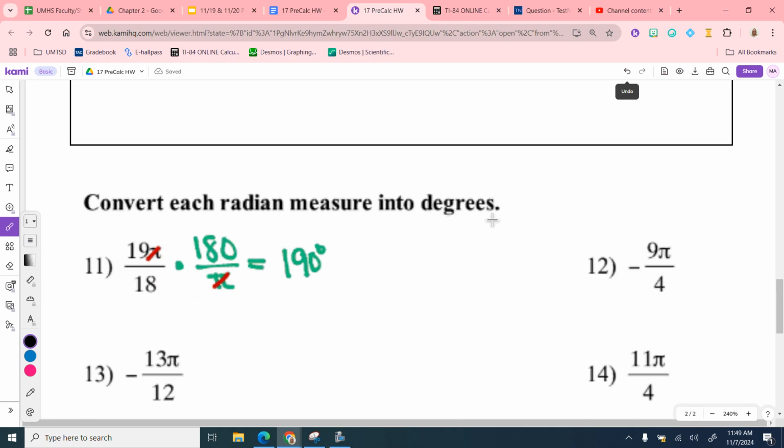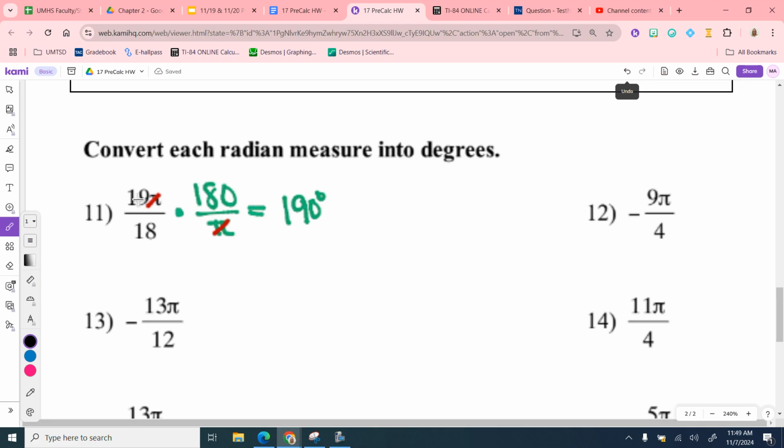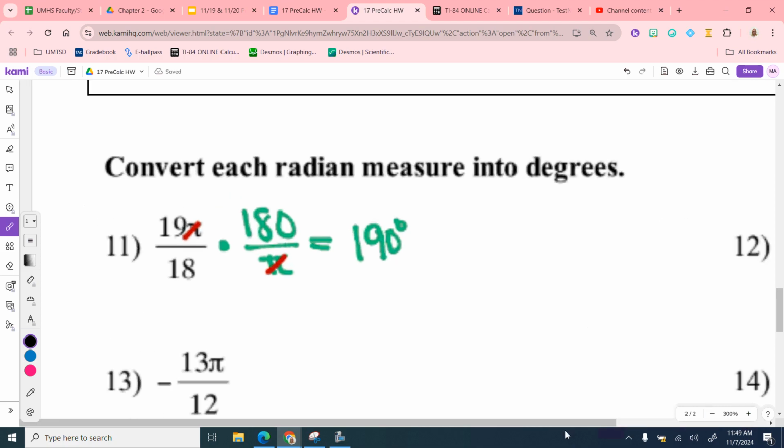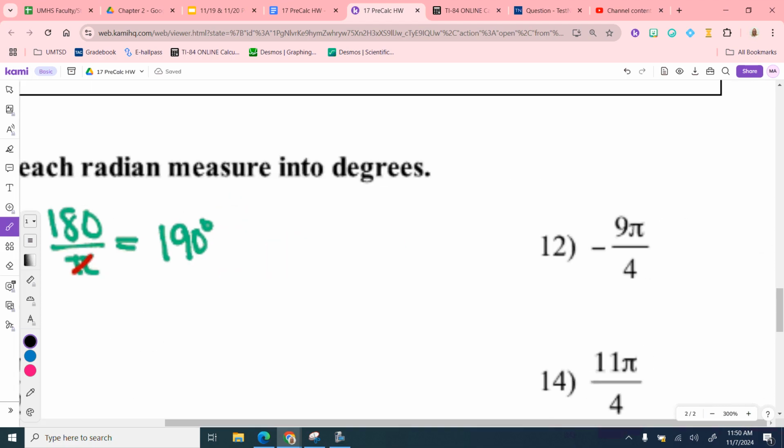All right, so let's try it. You can see we already did that here. We had 19 pi over 18 radians, multiplied it by 180 over pi. You can see the pi's cancel, and then you're left with 190 degrees.